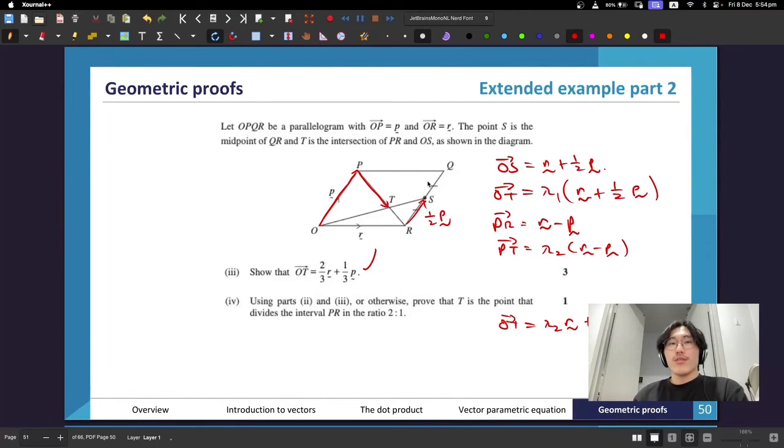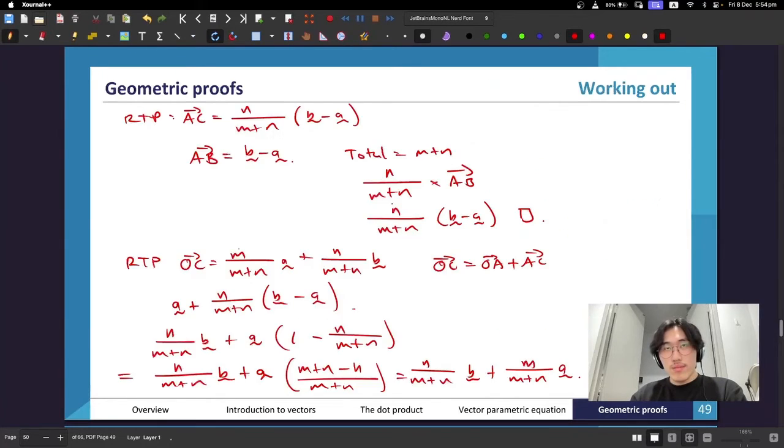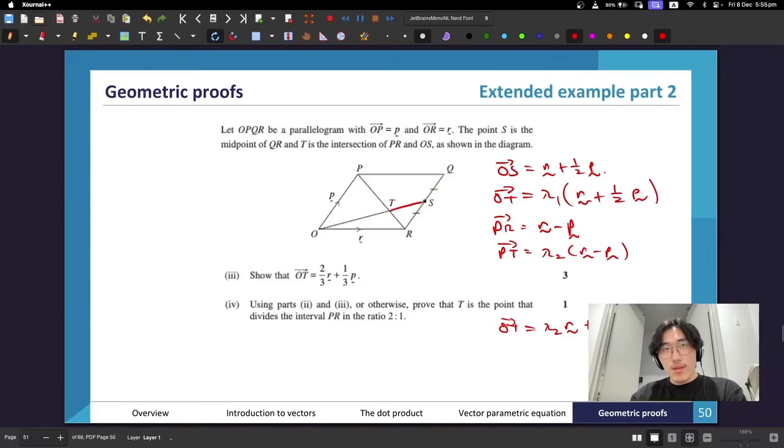Using parts 2 and 3 or otherwise, prove that T is the point that divides the interval PR into the ratio 2 to 1. The way I'm going to do this fourth part of the question is I'm going to find TS, and we know RS, so then I can find TR and then prove that TR is 1 out of 3 or 1/3 of PR, and then that will prove that it's in a ratio of 2 to 1.